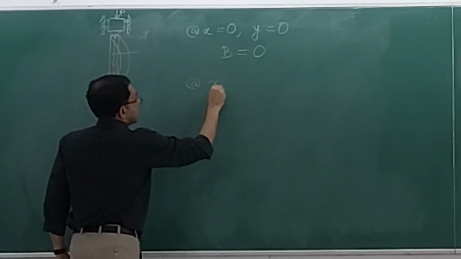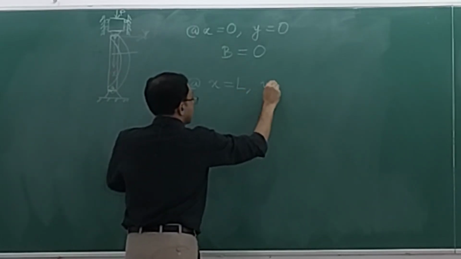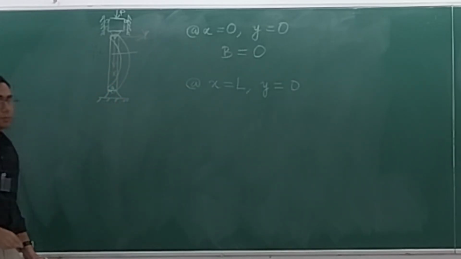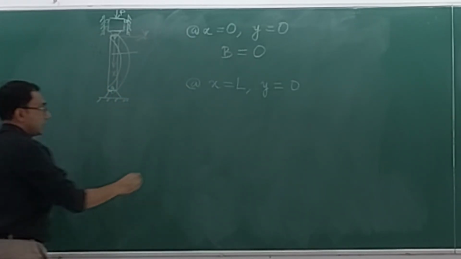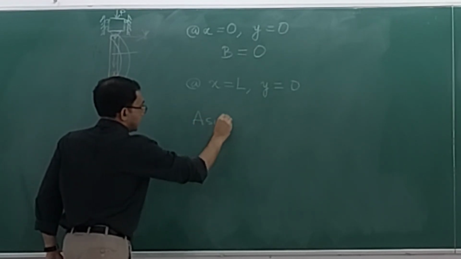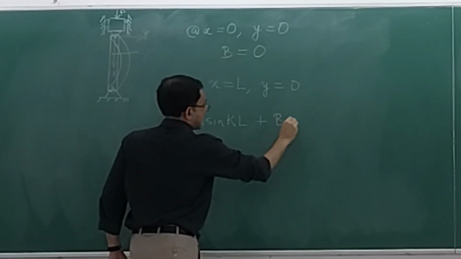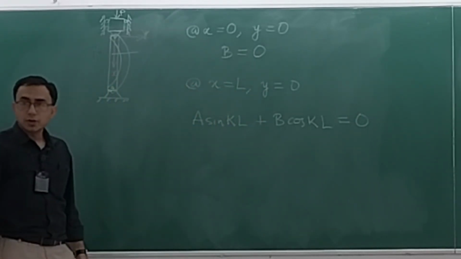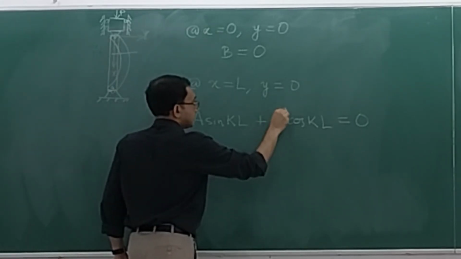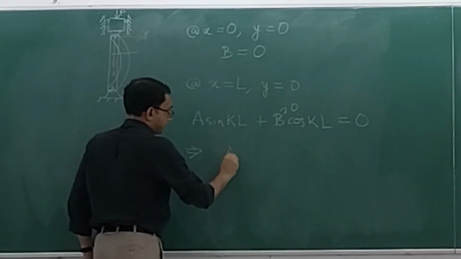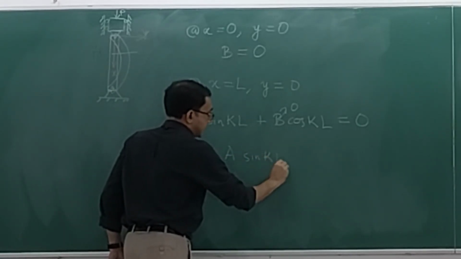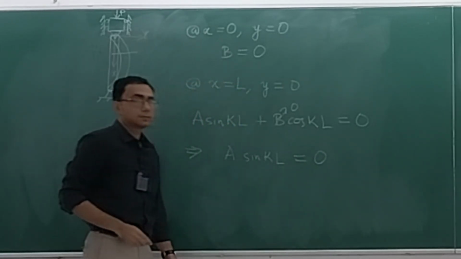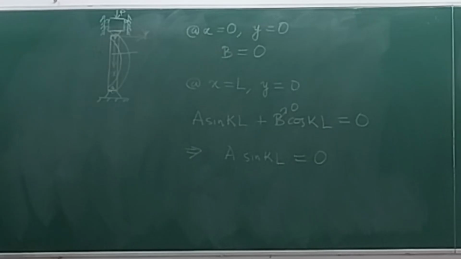So next, at x equal to L, y equal to 0. What do I get from this? Let me write it properly. A sin KL plus B cos KL equal to 0. But B is 0. So what I'm left with is A sin KL is equal to 0. Now all of you pause a little bit and think with me. What can I conclude from this? A sin KL equal to 0.